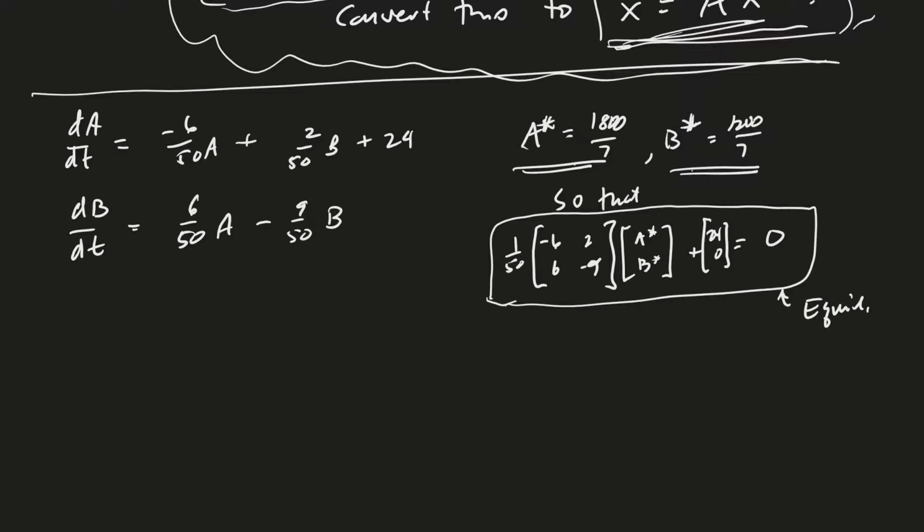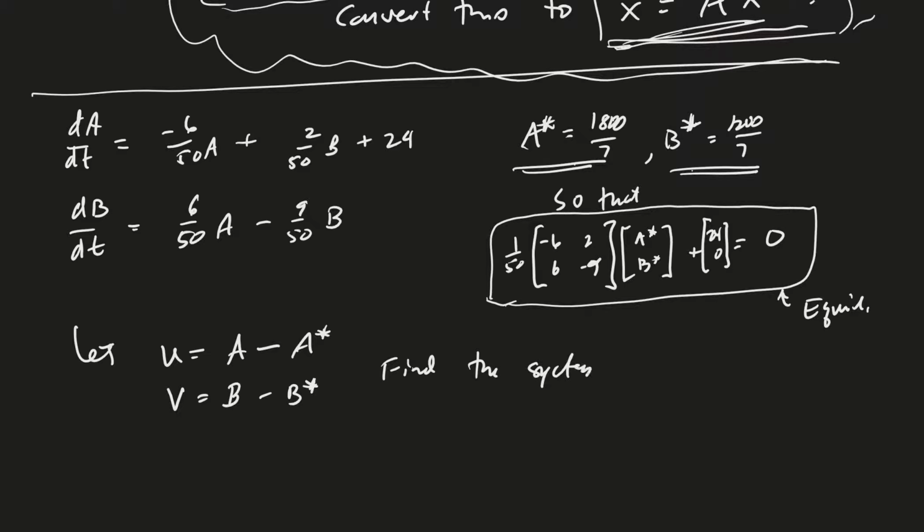Okay, and so now I want to let u be equal to the variable a minus a star, and v I want to be equal to the variable b minus b star. And now I want to find the system of DEs for u and v. Okay?